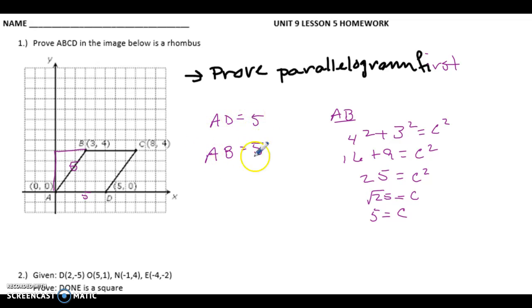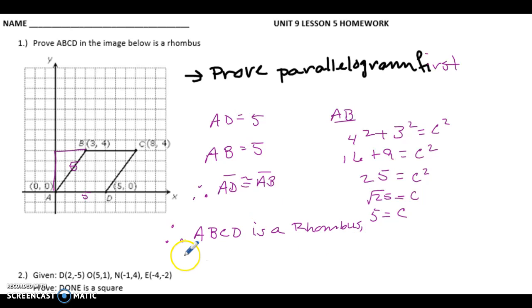Once I've shown that two consecutive sides have the same length, I'm going to write a quick conclusion statement saying AD is congruent to AB, because they have the same length, and then I'll write my final statement saying that ABCD is a rhombus. ABCD is a rhombus, and we have to say why, and that's because it is a parallelogram, and we can use a symbol for parallelogram but no other quadrilateral. It is a parallelogram with congruent sides. And that's enough for that one.